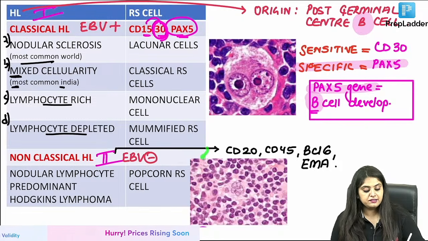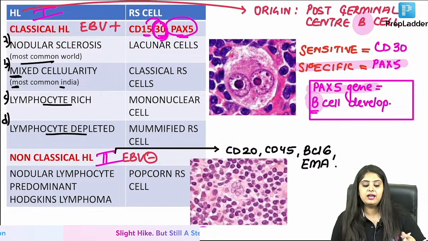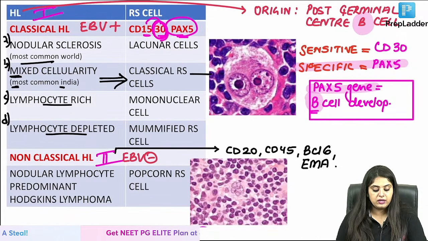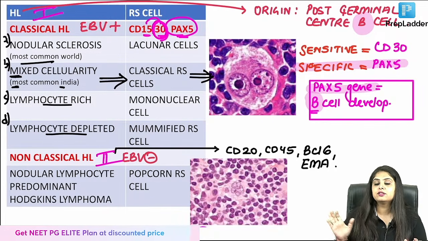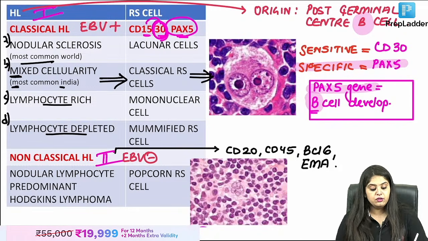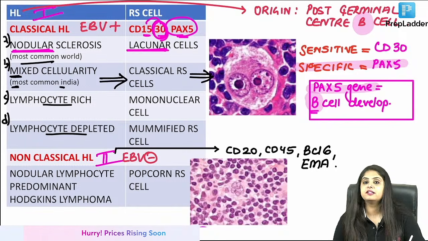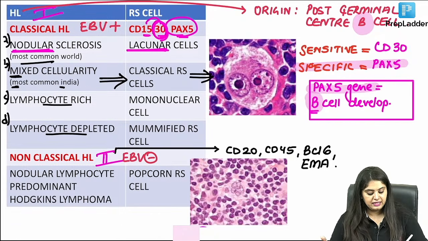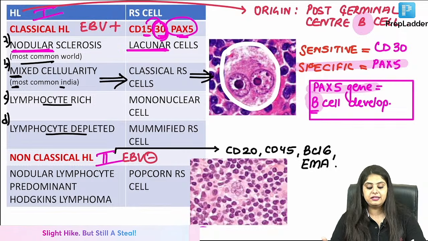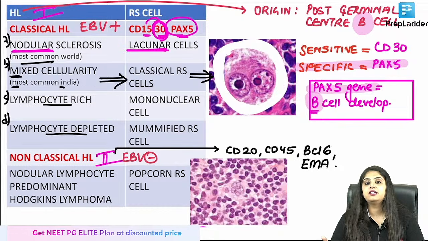How are their RS cells looking? Now the classical one that you see, the owl-eye cell, the owl eye is kept for India. So the classical RS cell is kept for mixed cellularity, that is in India. Nodular sclerosis shows you lacunar RS cells. Basically, it's the same RS cell, but that RS cell is going to have a lacuna, a white area around it. That same owl-eye kind of RS cell with a white area around it is a lacunar RS cell.